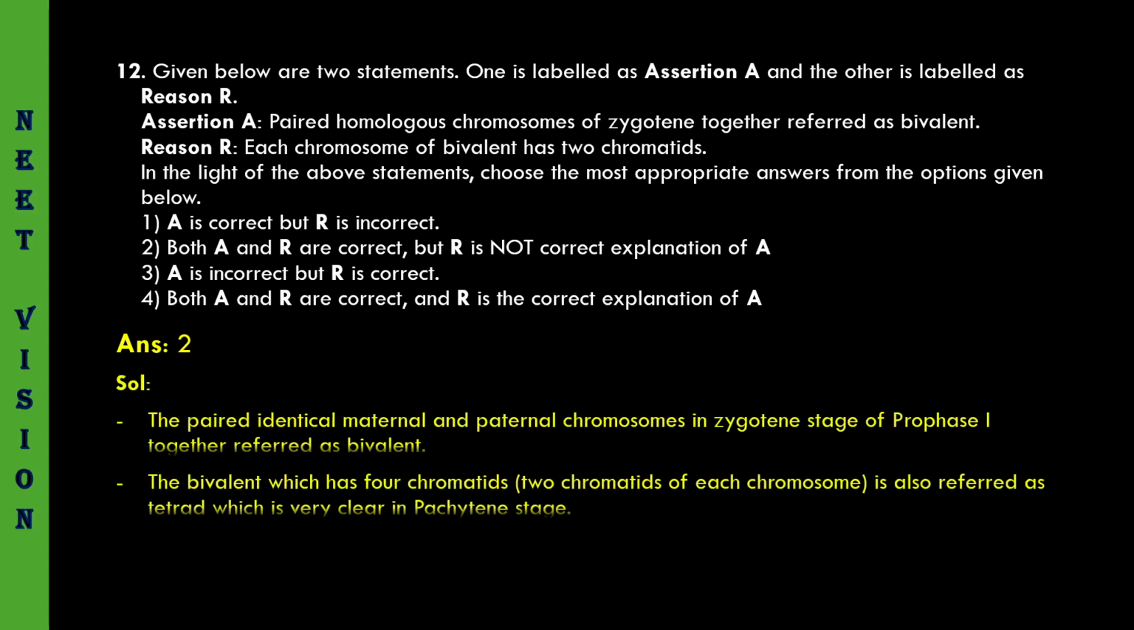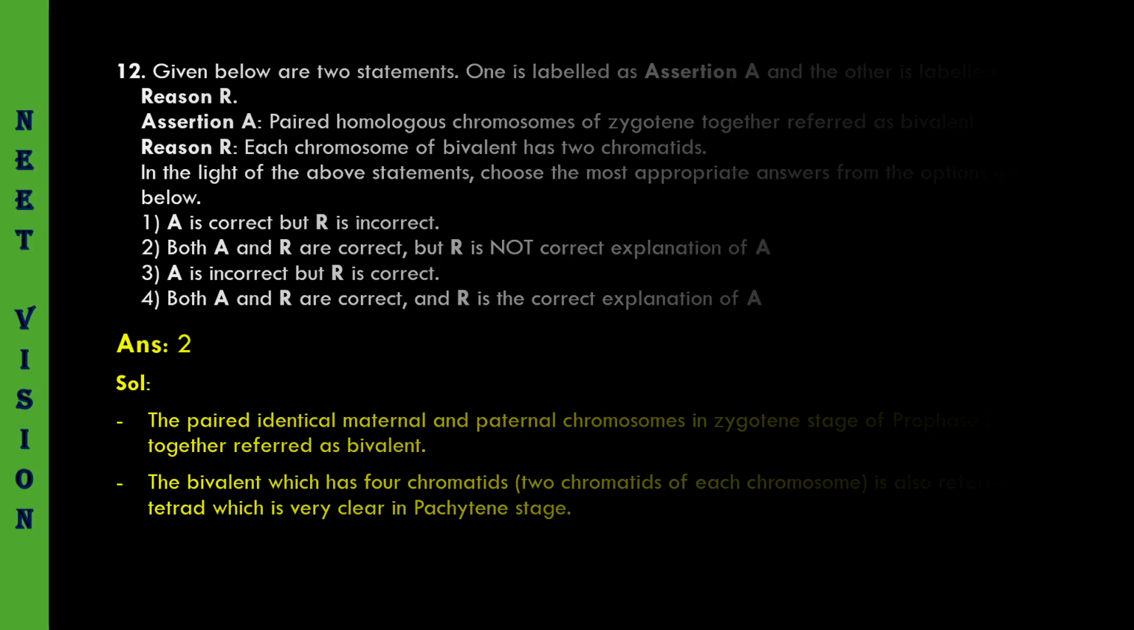Here is the solution. The paired identical maternal and paternal chromosomes in the zygotene stage of prophase 1 together are referred to as bivalent. The bivalent, which has 4 chromatids, 2 chromatids of each chromosome, is also referred to as a tetrad, which is very clear in the pachytene stage. The 4-chromatid nature of the bivalent is clearly seen in pachytene, though bivalents are formed in zygotene. That is about the solution. Coming to the next one.